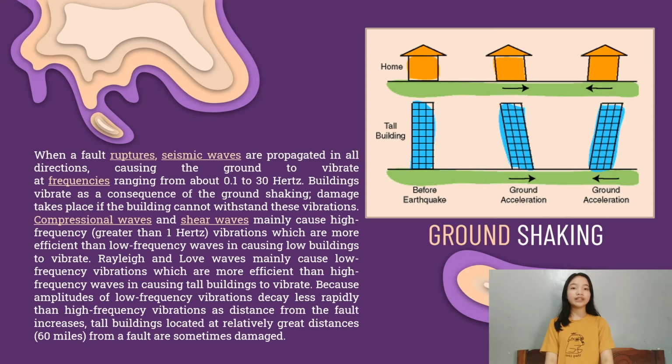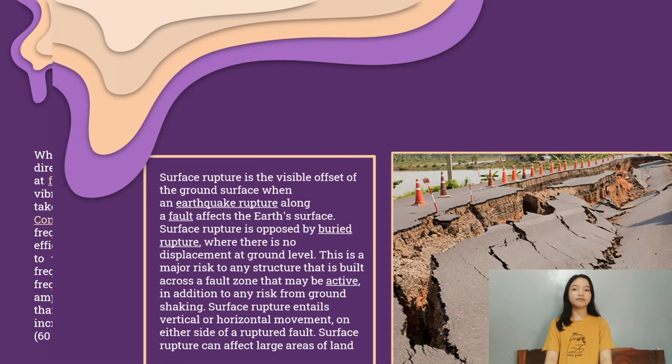Now going to Rayleigh and Love waves. Rayleigh and Love waves mainly cause low-frequency vibrations, which are more efficient than high-frequency waves in causing tall buildings to vibrate. Because amplitudes of low-frequency vibrations decay less rapidly than high-frequency vibrations as distance from the fault increases, tall buildings located at relatively great distances, usually 60 miles, from a fault are sometimes damaged.